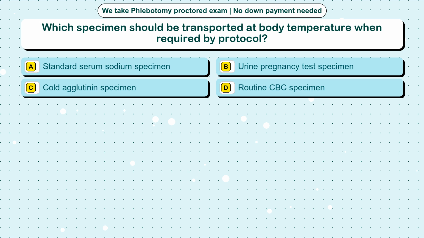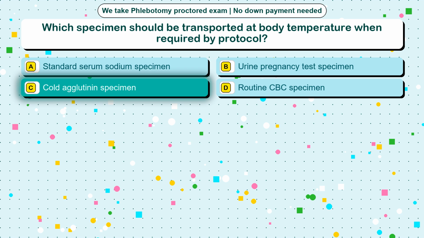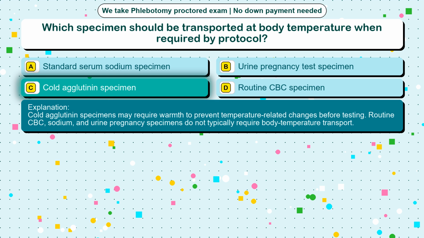Question 98. Which specimen should be transported at body temperature when required by protocol? Option A. Standard serum sodium specimen. Option B. Urine pregnancy test specimen. Option C. Cold agglutinin specimen. Option D. Routine CBC specimen. The correct answer is option C. Cold agglutinin specimen. Cold agglutinin specimens may require warmth to prevent temperature-related changes before testing. Routine CBC, sodium, and urine pregnancy specimens do not typically require body temperature transport.